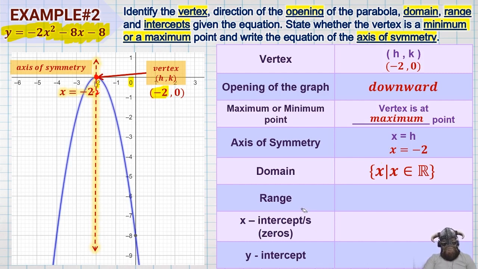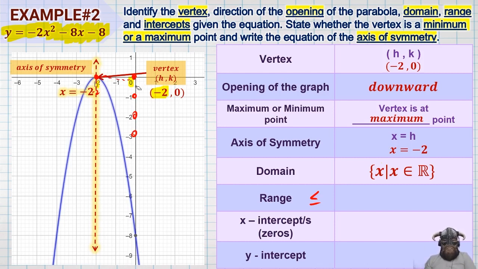And for the range naman, it opens downward. That means it is now less than, kasi pababa na siya eh. Ang tanong na lang, saan siya mag-uumpisa? From what point or what y value siya pababa? So, dito siya nag-umpisa sa 0. Ito yan. 0. Pababa ng negative 1, negative 2, negative 3. Yun yung mga y values niya eh.